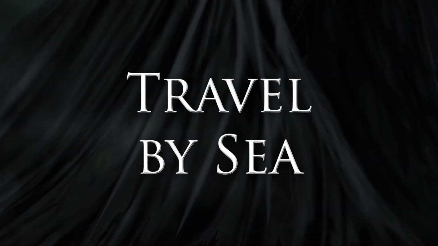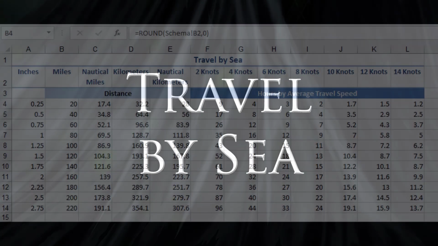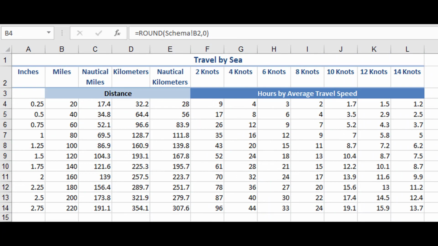Now that we've looked at one of the more complicated sheets, let's look at one of the easiest ones, and that is the travel by sea spreadsheet. This one needs no modification at all. What we have here again is our scale, which is 1/4 inch, is 20 miles. Of course, if we went to the schema sheet and we changed that, all these values and all the numbers on this would automatically change.